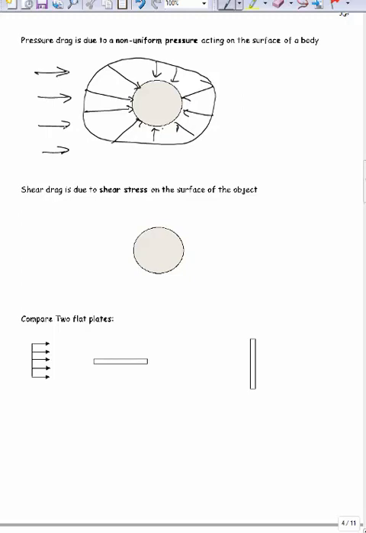Okay, shear stress drag is the friction drag. So it's the forces going this way. So when the fluid, back here you might get going the other way, when the fluid is rubbing on the surface, it's going to create a force, and those are your shear forces. Okay, and different objects will have different amounts of pressure forces or shear forces. Usually one or the other is dominant.